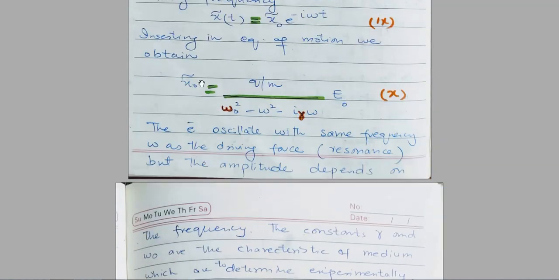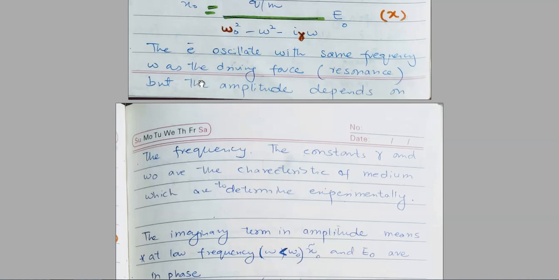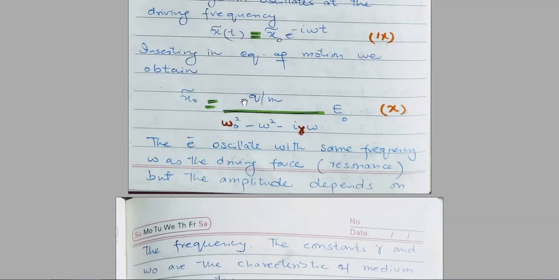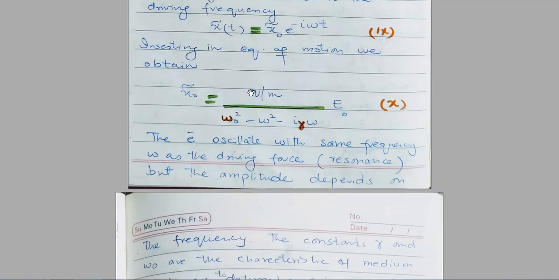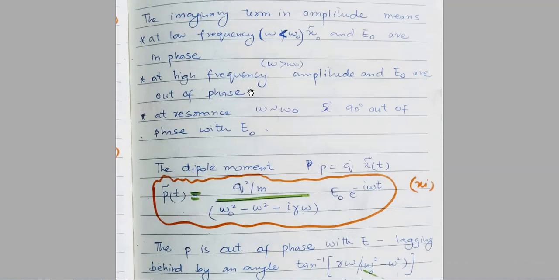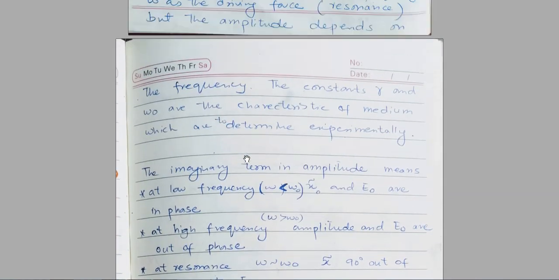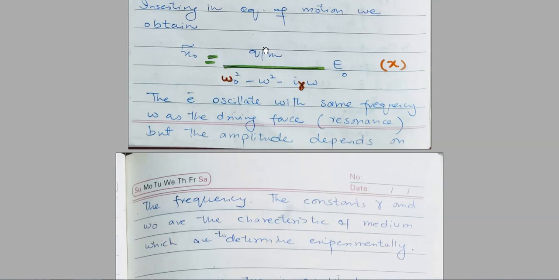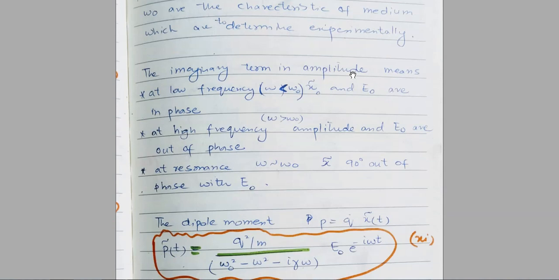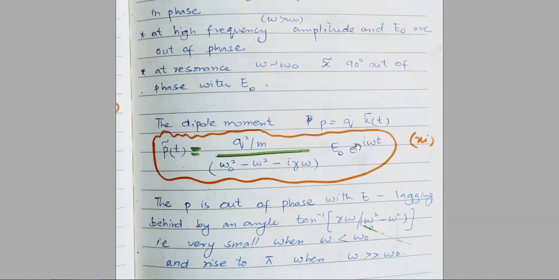This is the amplitude. To find the polarization, we just multiply by the charge of the particle, and now we have this form. We have multiplied it with q, giving q squared over m, this factor as it is, and epsilon, and the phase vector also appears. You have to put p equal to q times the amplitude of the driven harmonic oscillator.